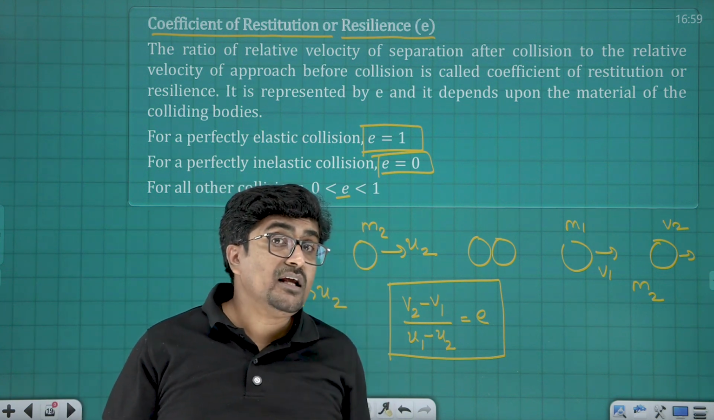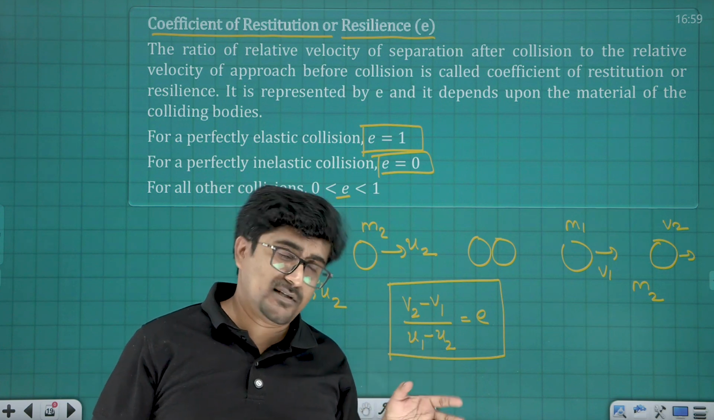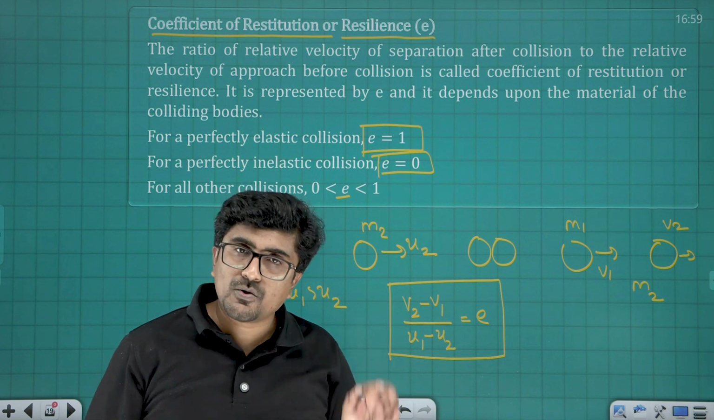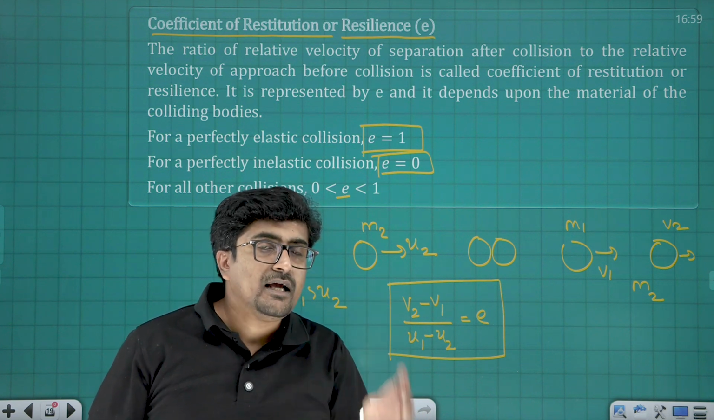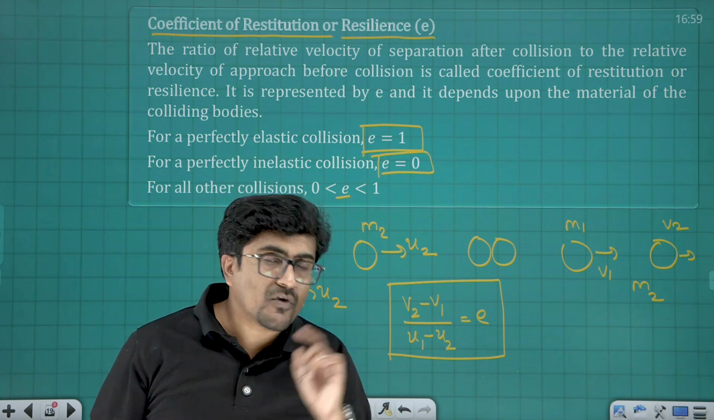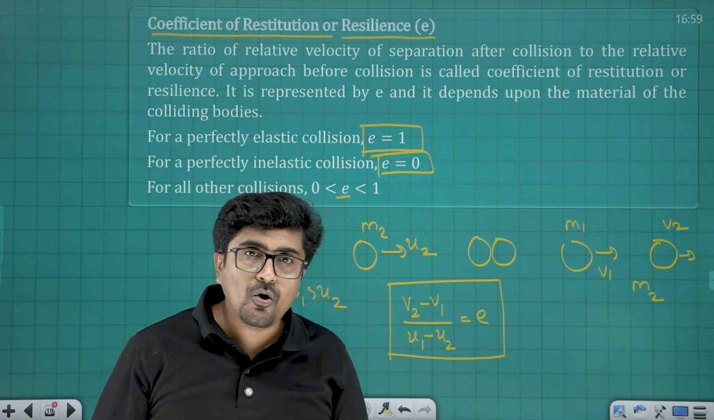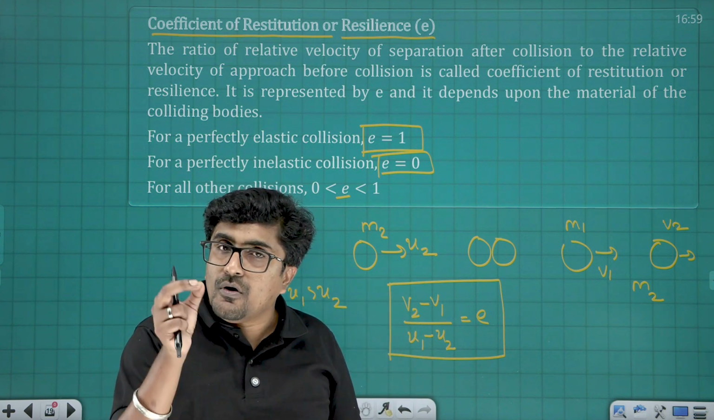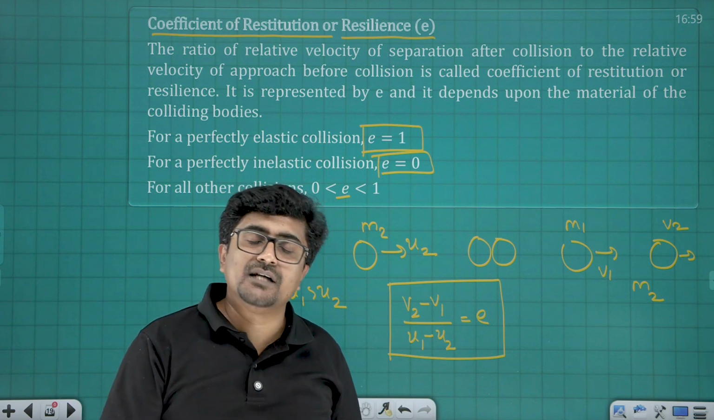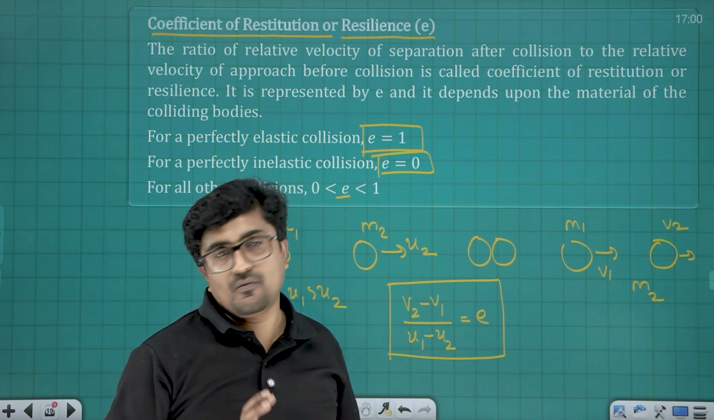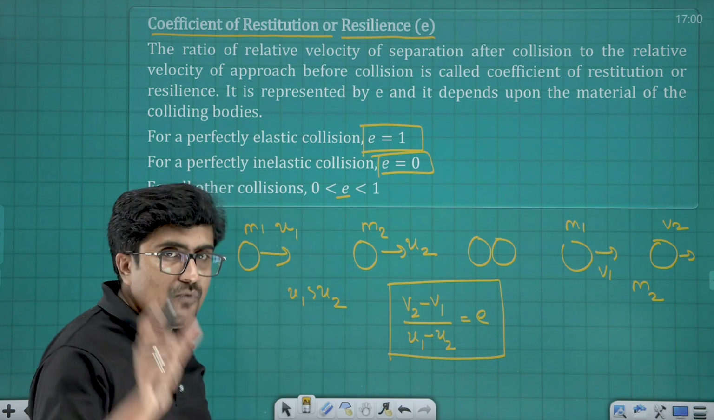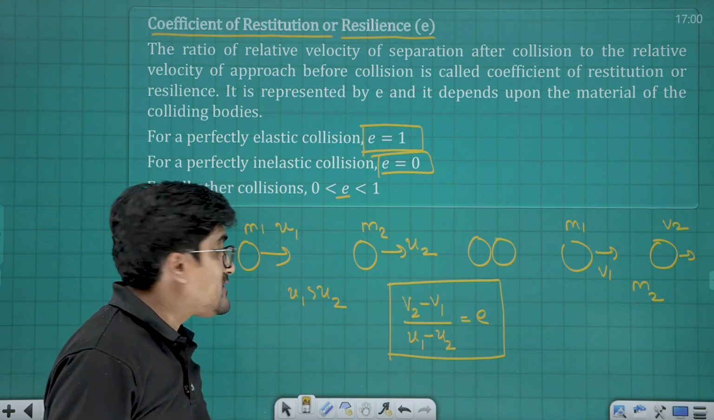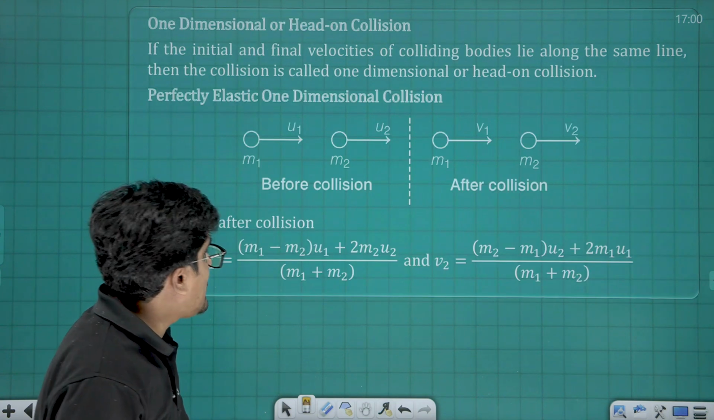So any case where e is given as 1.4, 3.2, 9.6, all those possibilities are never possible. The coefficient of restitution has a maximum value of 1 for elastic collision, 0 for perfectly inelastic collision, and for inelastic collision the value of e is greater than 0 but less than 1. That is all you must know regarding coefficient of restitution. A few more things are there, which we will definitely discuss later on.